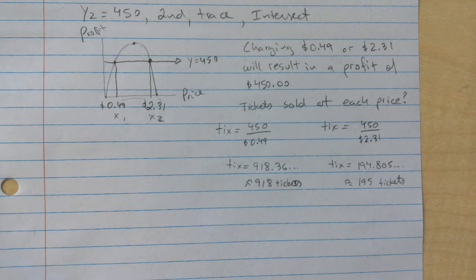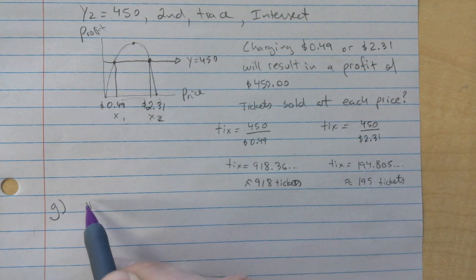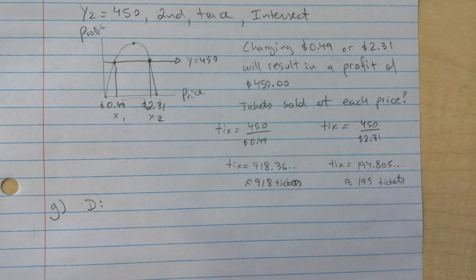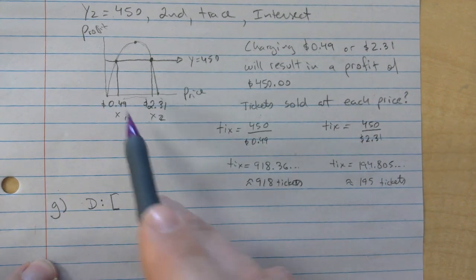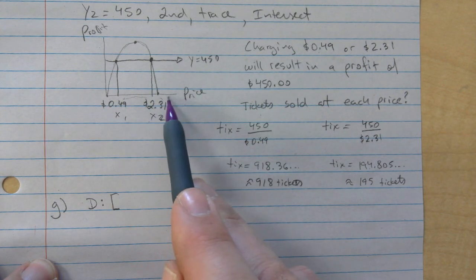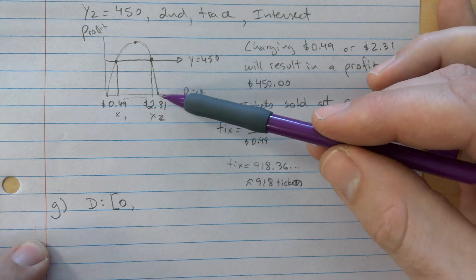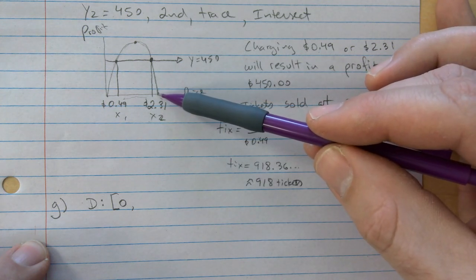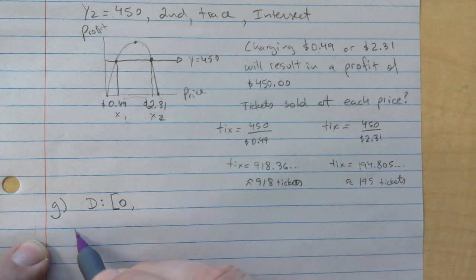And G, determine the domain and range. Domain in this case, we're talking about the price, right? Domain is your X values. So you go from 0 to, where do you need to go to? You need to get to the x-intercept here, right? Because that's still acceptable, that's the break-even point. You make no profit. So let's find the x-intercept here.